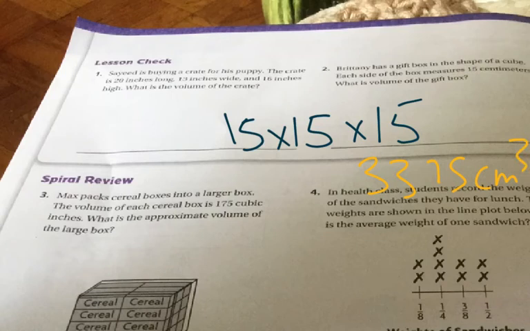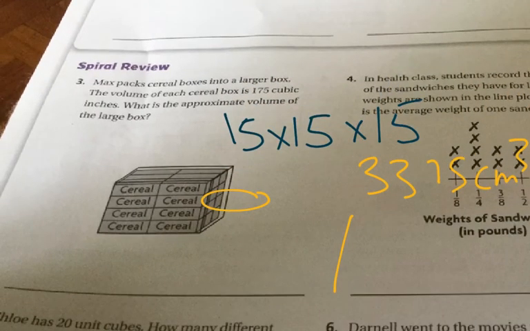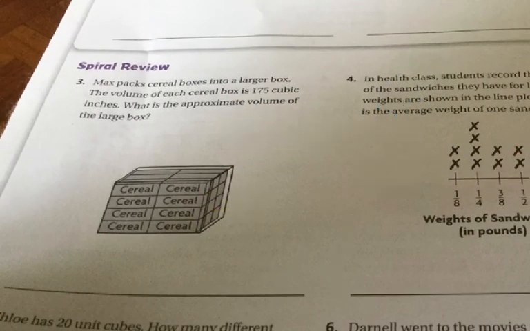Max packs the cereal box into a larger box. The volume of each cereal box is 175 cubic inches. What is the approximate volume of the large box? Oops, I'm sorry. I was trying to make that bigger. It's kind of hard to see from the picture.